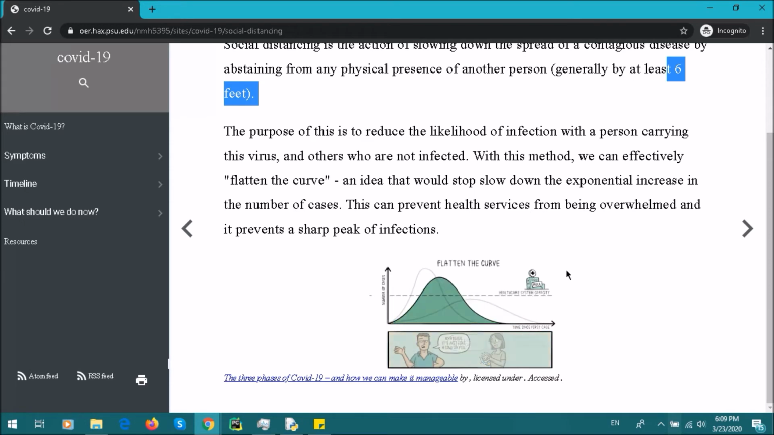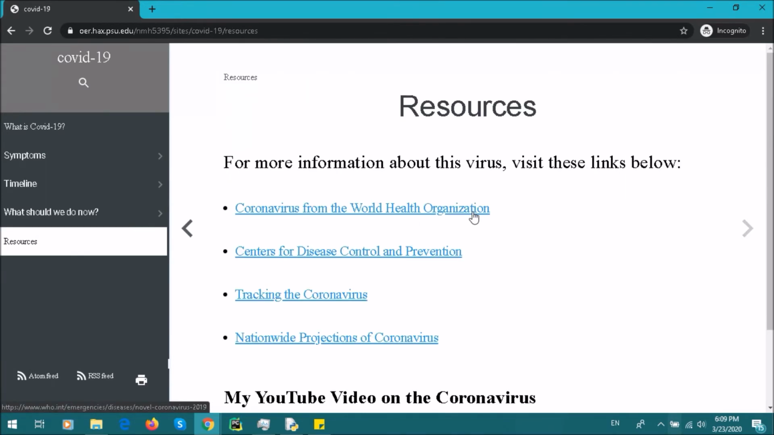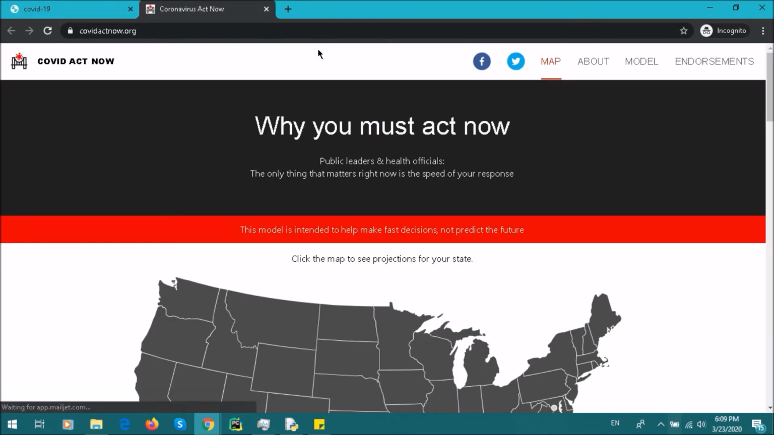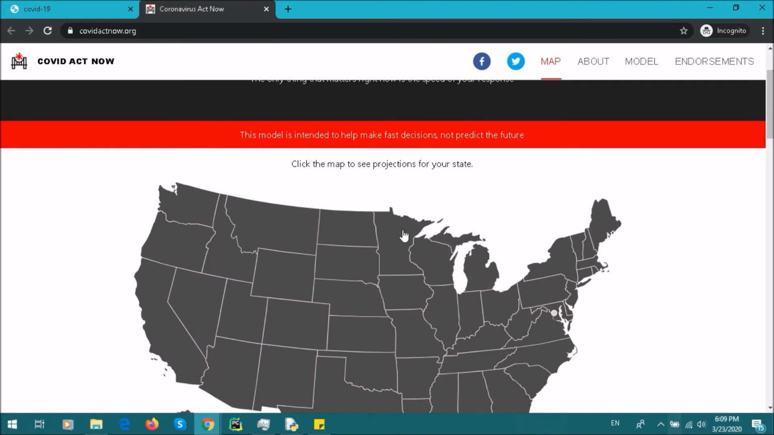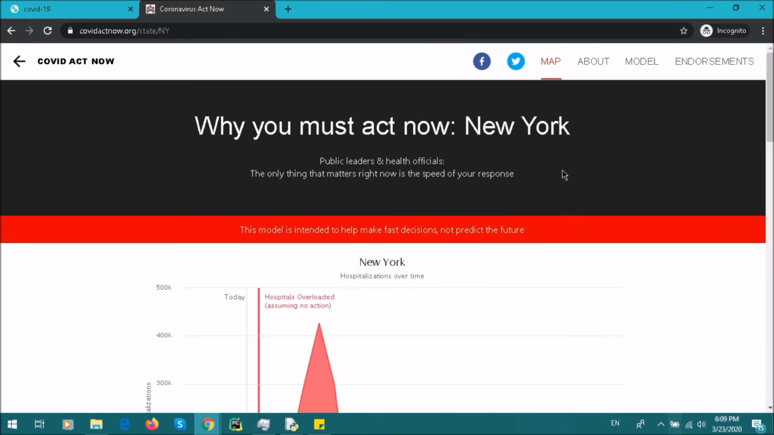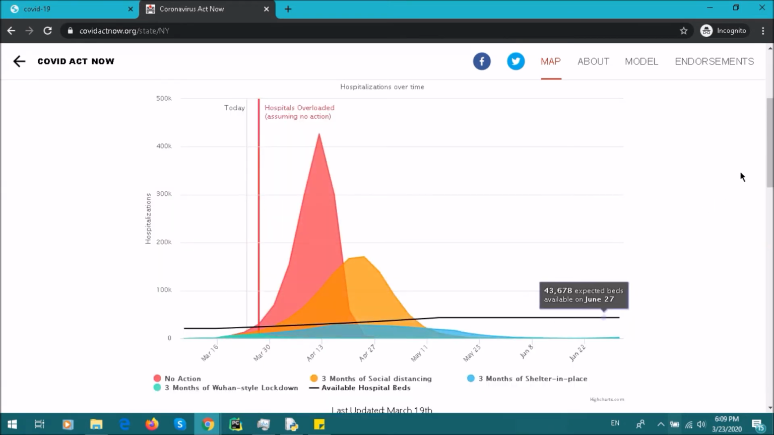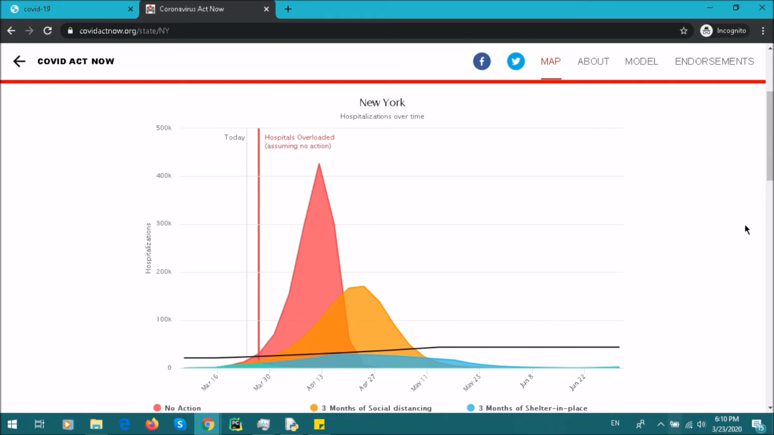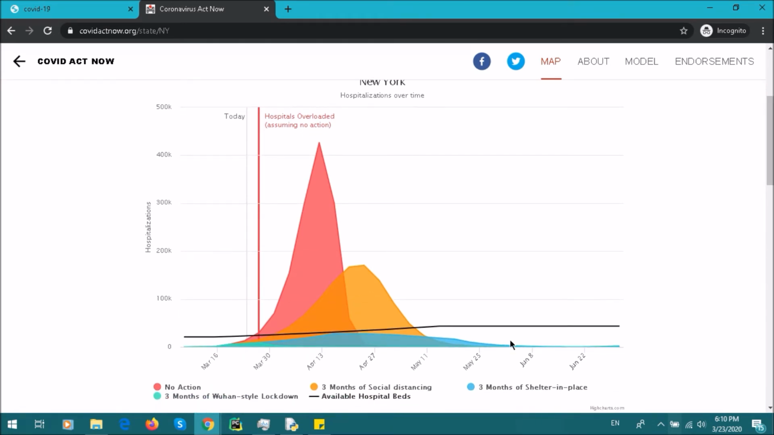And one last thing, I found a very cool website that illustrates how the number of cases vary from state to state in the United States, depending on the approach each state takes in order to stop the spread. So basically, I'm from New York, so I'm going to visit New York here. And over here, what you're seeing is a graph that shows the number of hospitalizations given a certain time frame.